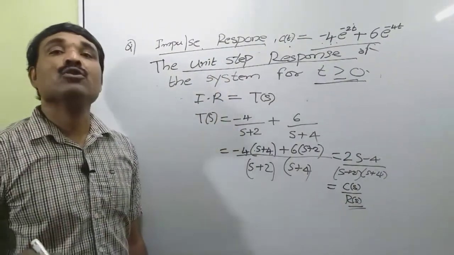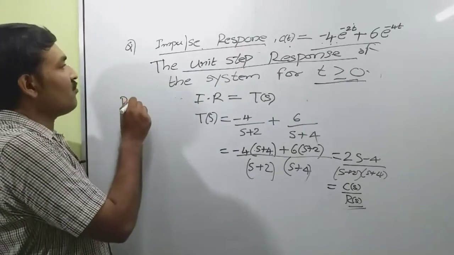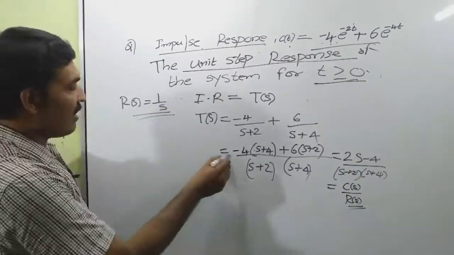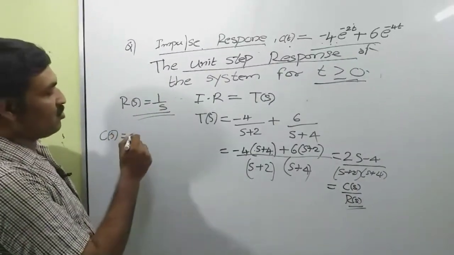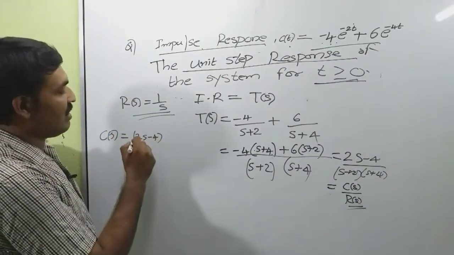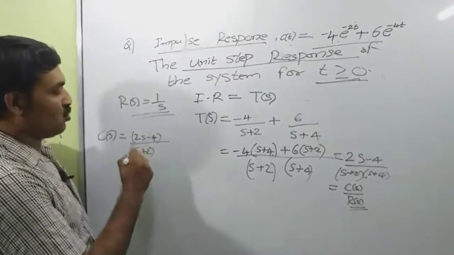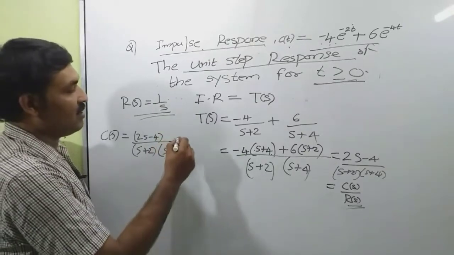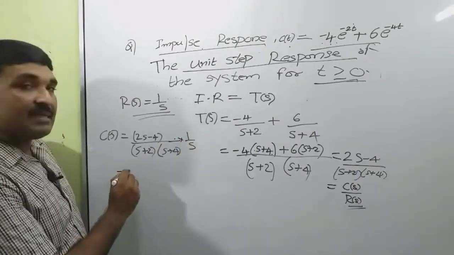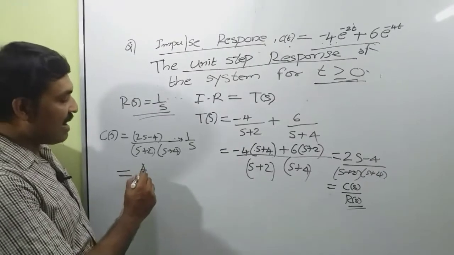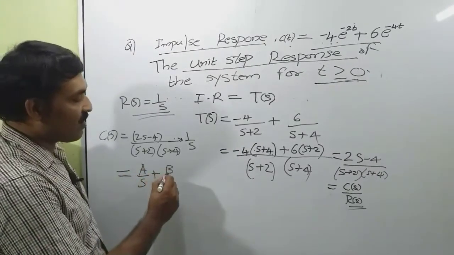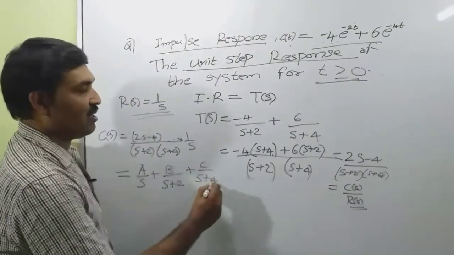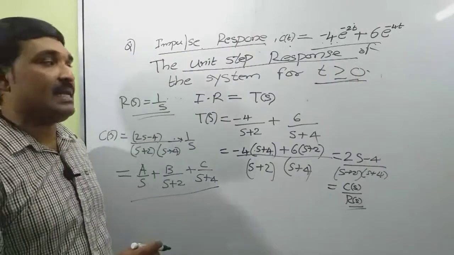Now R(s) is our unit step signal. So R(s) is equal to 1 by s. Now we can write C(s), that is equal to (2s minus 4) divided by (s plus 2) into (s plus 4) into R(s). R(s) is 1 by s. So this into 1 by s. So we can write this in partial fraction form, that is A divided by s plus B divided by (s plus 2) plus C divided by (s plus 4). Now find the value of A, B and C.